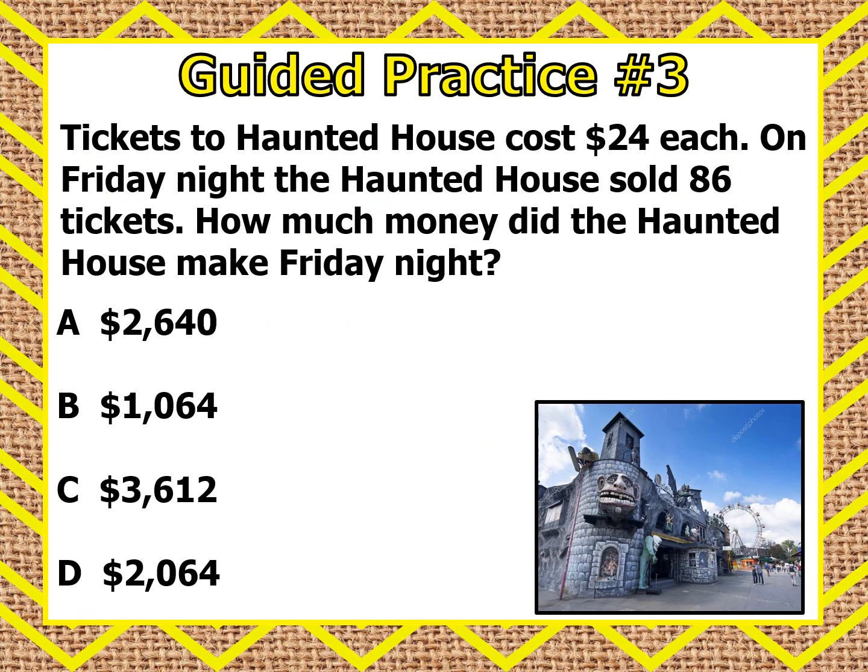Guided practice number 3. Tickets to a haunted house cost $24 each. On Friday night, the haunted house sold 86 tickets. How much money did the haunted house make on Friday night? You have 1 minute to solve this problem on your own first. Go!